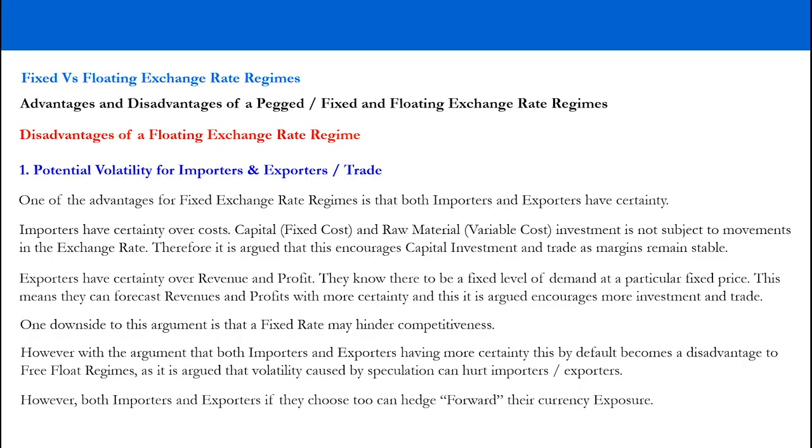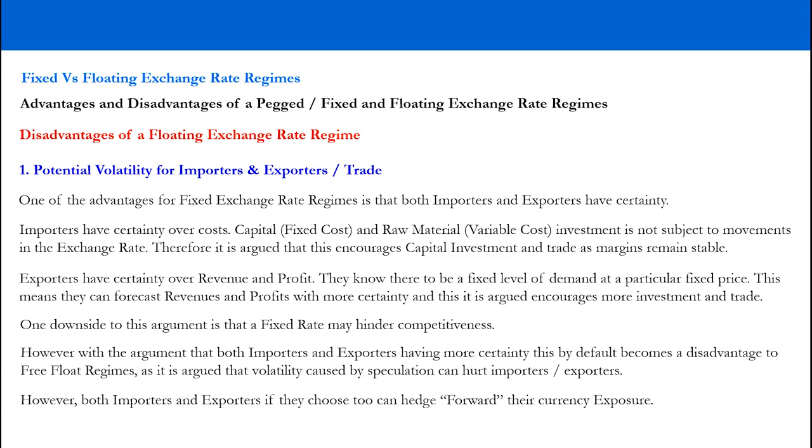As an exporter, because you have certainty over revenue and profit, and you can sell a fixed level of goods at a particular fixed price because the exchange rate is very stable, you can forecast your revenues and profits. Therefore, you can scale the business to any level you want. You just need the investment to go bigger. And what this can actually create is monopolistic situations. So it can hinder competitiveness. So just bear that one in mind.